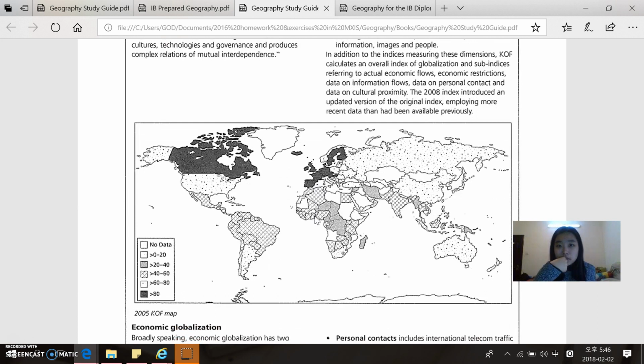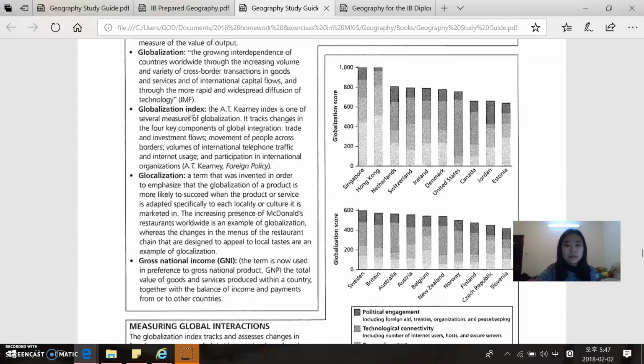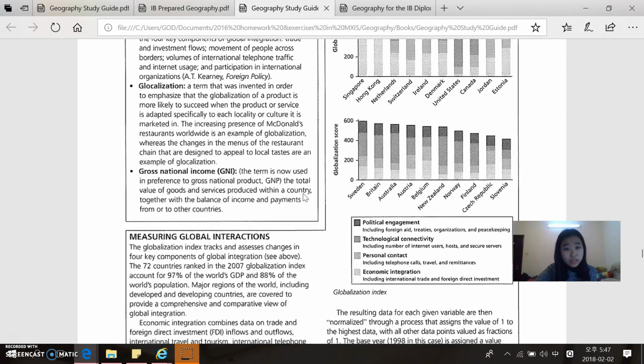Okay, also in 2008, they introduced an updated version of the original index, employing more recent data that had not been available previously. So it's very good. It's updated, and it includes more and more data every day. That's a good thing. This is a spatial representation of the KOF globalization index on a map. Another reason I want you to memorize the KOF index rather than the other one is because it's easier to remember. The bar graph is harder to draw on paper.